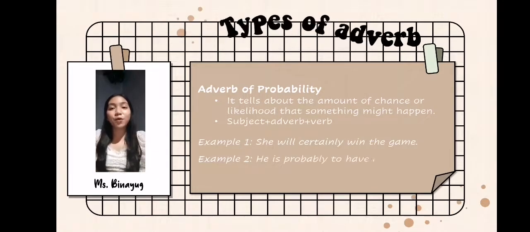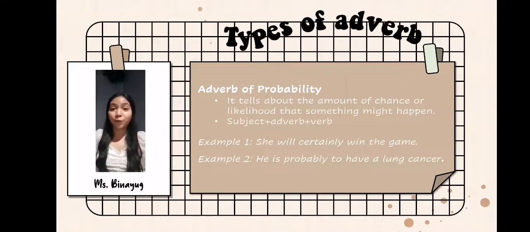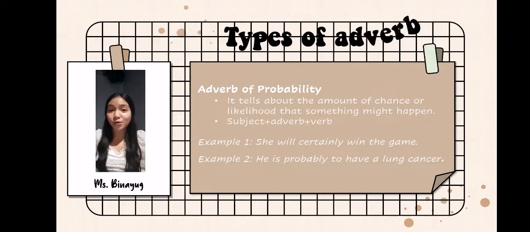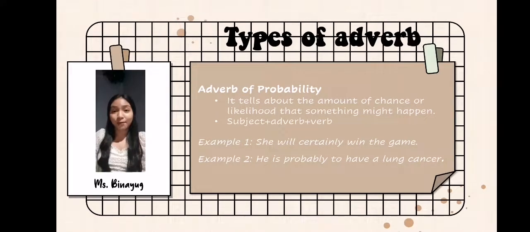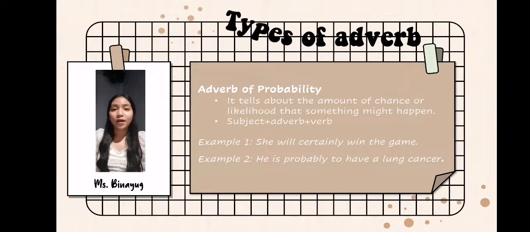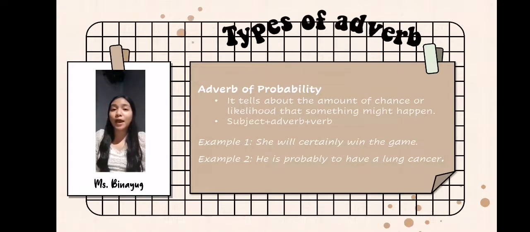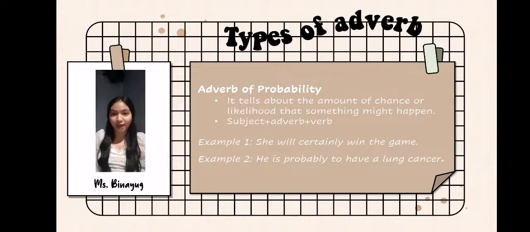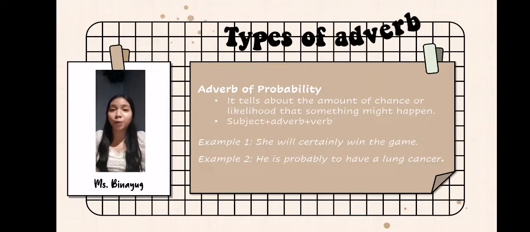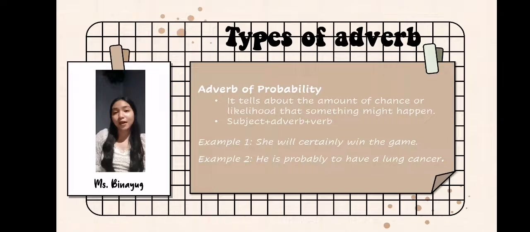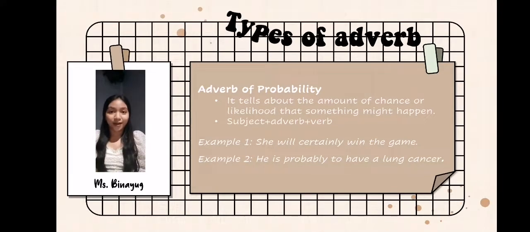The sixth type of adverb is the adverb of probability, wherein it tells us the amount of chance or likelihood that something might happen. Ito ay isang adverb na kung saan nagsasaad kung maaari bang mangyari ang isang bagay or hindi. So from the word itself, probability, it means 50-50. May chance na mangyari ang isang bagay, may chance din naman na wala.